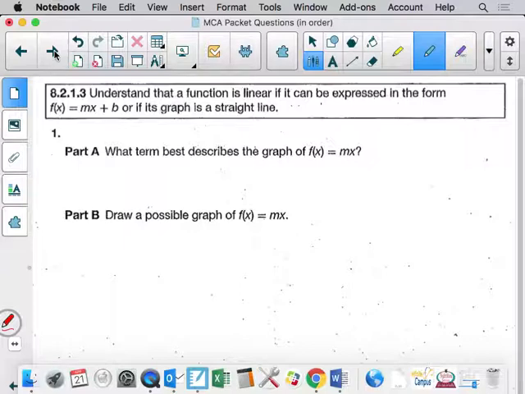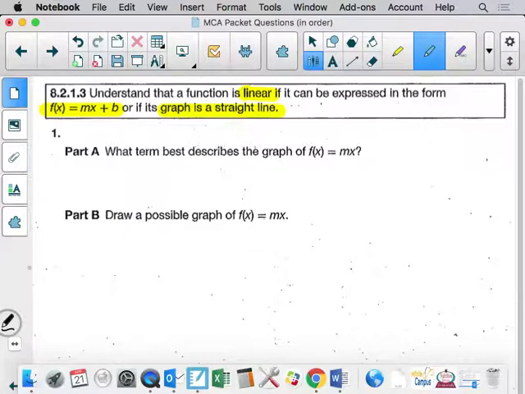Our next benchmark is 8213. Understand that a function is linear if it can be expressed in the form f of x equals mx plus b, or if its graph is a straight line. So linear means that we have this form, slope-intercept form, f of x equals mx plus b, or the graph is a line.